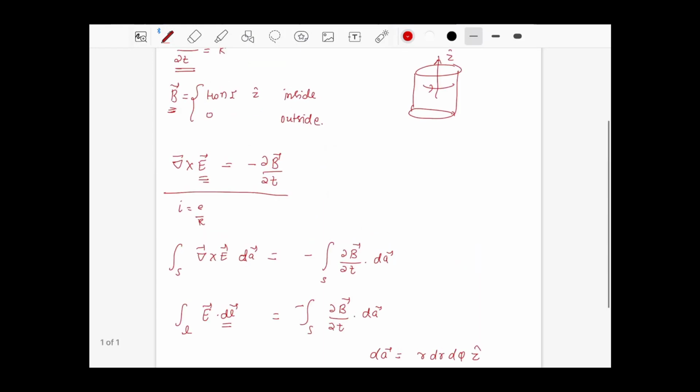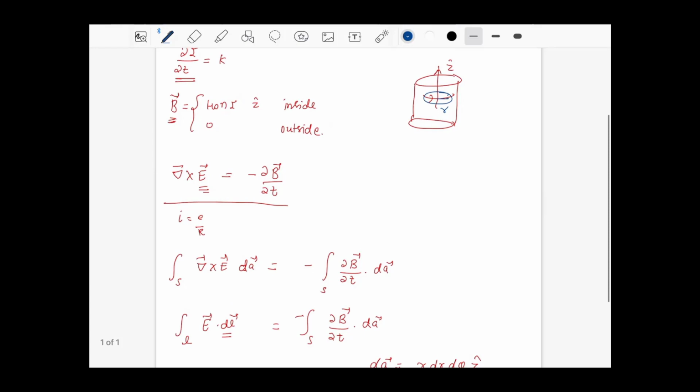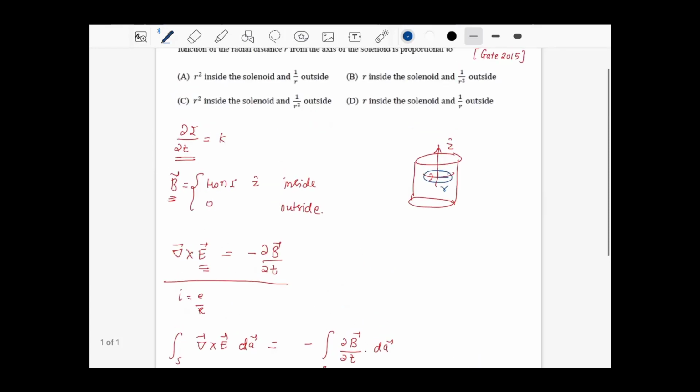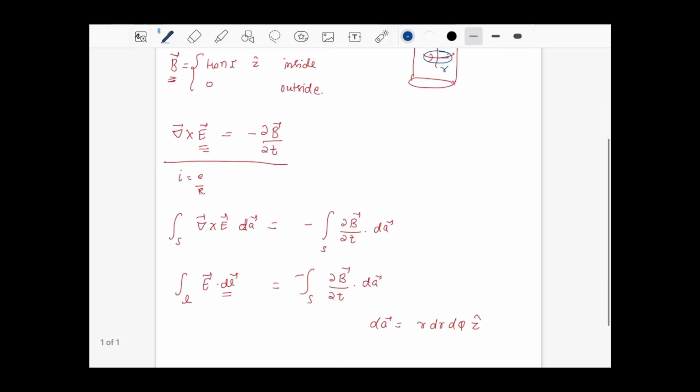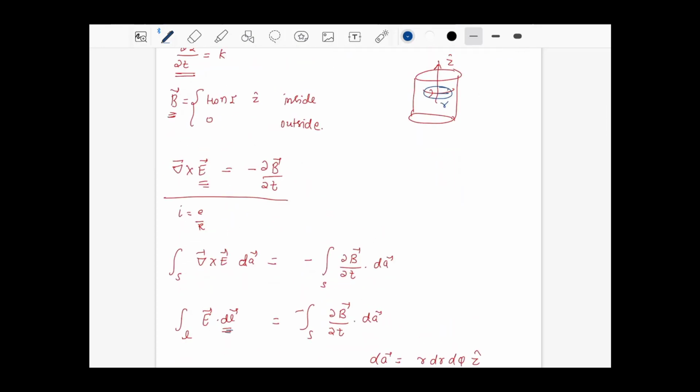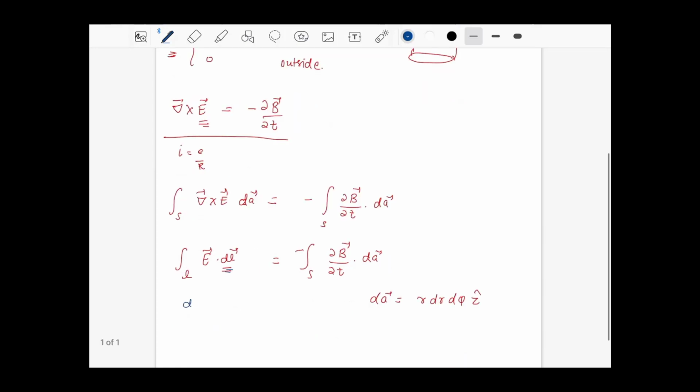Here, for dl vector, we have taken an amperian loop inside this solenoid of radius r. First is the case when we want to know how the field varies inside the solenoid. So we take the amperian loop inside the solenoid. In this case, the dl vector is along this amperian loop, so dl vector here is in the phi cap direction. So it is r d phi in the phi cap.